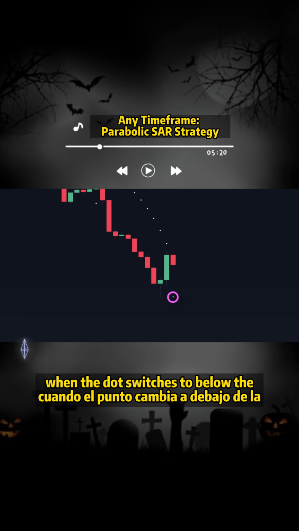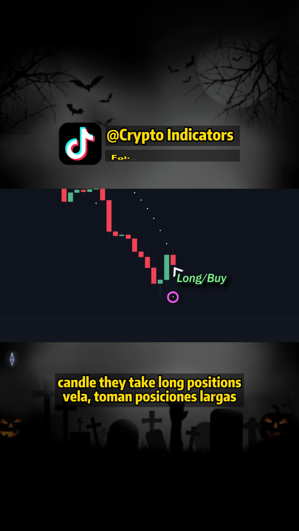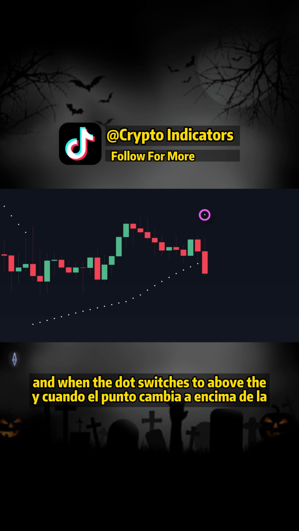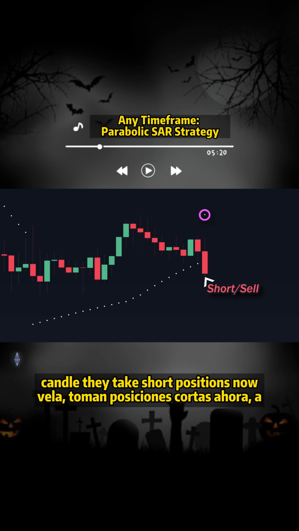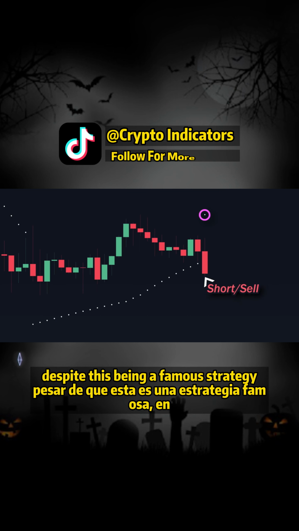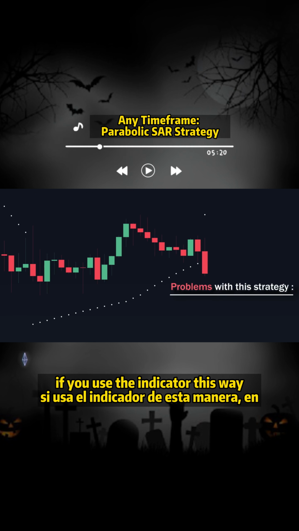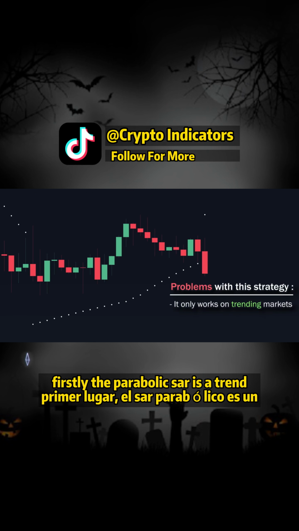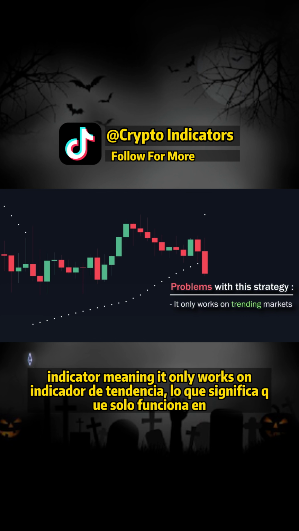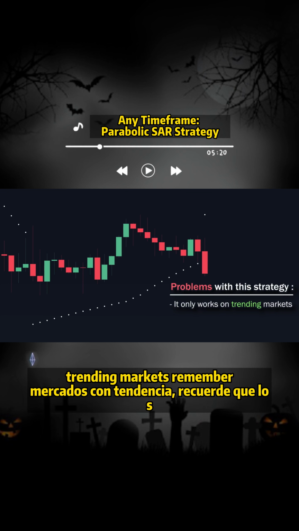When the dot switches to below the candle, they take long positions. And when the dot switches to above the candle, they take short positions. Now, despite this being a famous strategy, there are actually a couple of problems if you use the indicator this way. Firstly, the Parabolic SAR is a trend indicator, meaning it only works on trending markets.